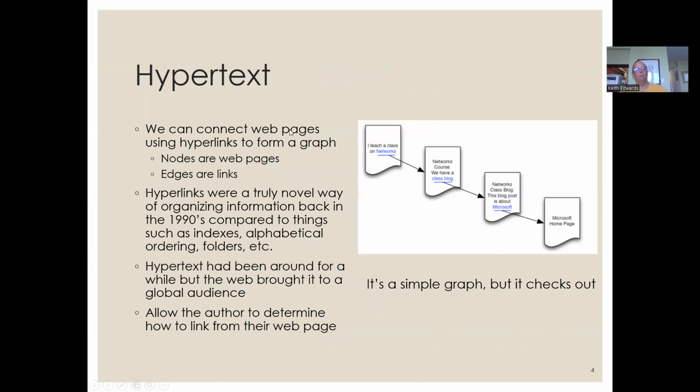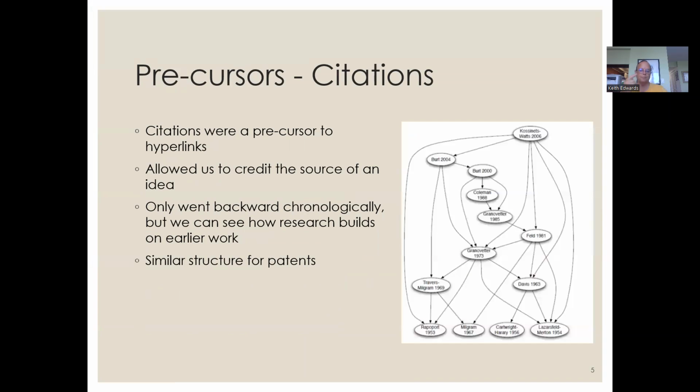It's been around for a while, but the web really brought it to a global audience. Basically, hyperlinks allowed the author to determine how to link from their web page. A precursor to hypertext was citations, and citations allow us to credit the source for an idea. They only went backward chronologically, but we can see how the research built on earlier work.